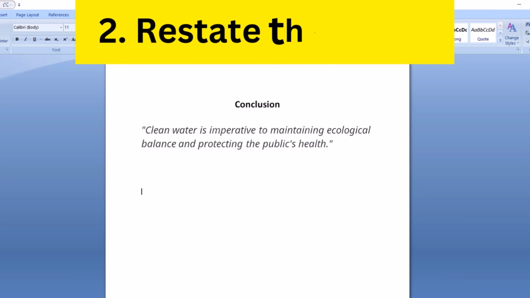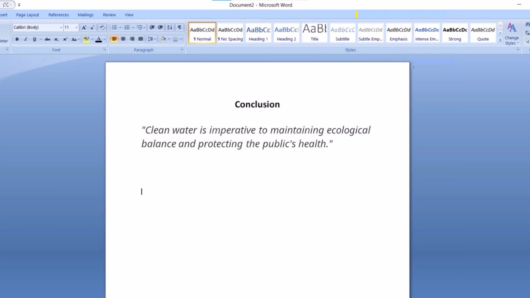2. Restate the thesis. Next, restate the thesis of your research paper. You can do this by revising the original thesis that you presented in the introduction of your paper. The thesis statement in your conclusion should be worded differently than what you wrote in your introduction. This element can also be effectively written in one sentence.